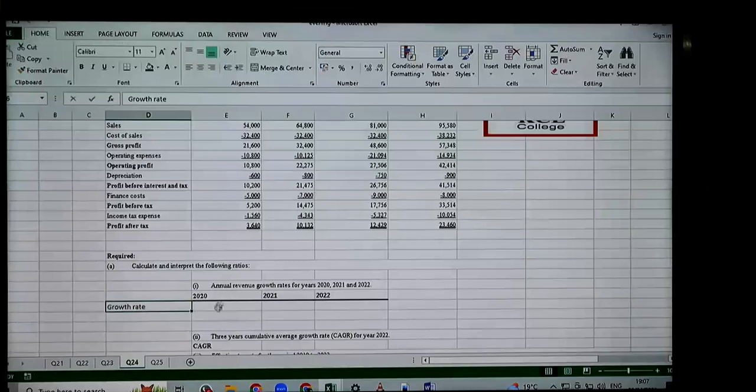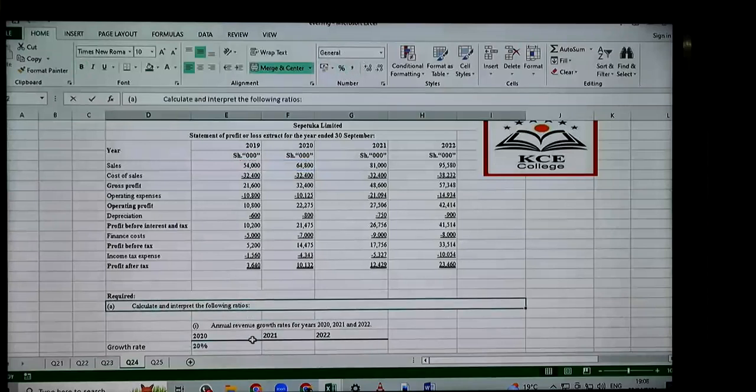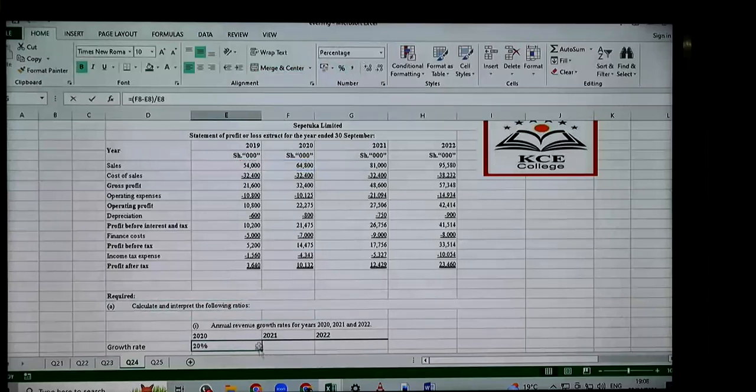So for our growth rate in 2020, equal sign, then open brackets, take the 64 minus the 54, close our brackets, and divide by the previous, the 54, isn't it? Control Enter. You can see that that one is 20%. Then I'll just drag along.